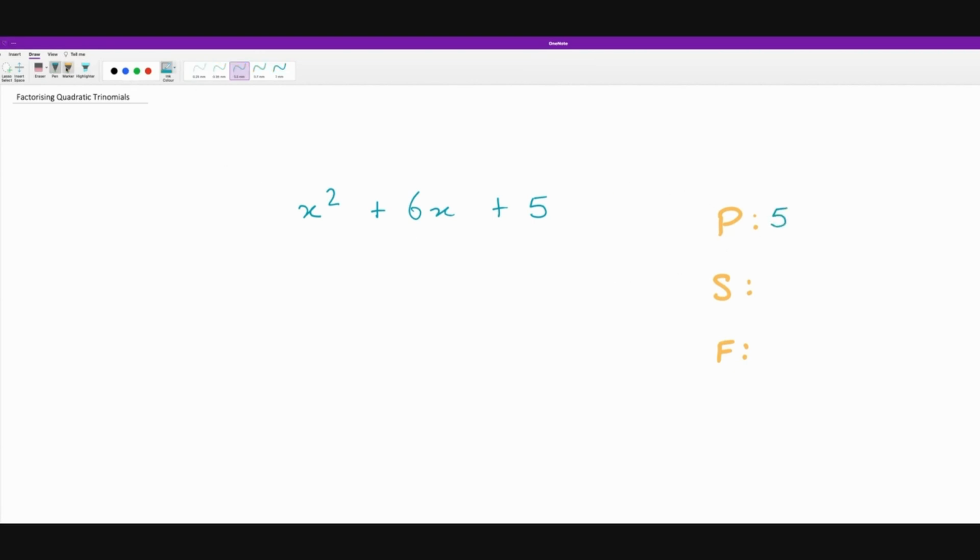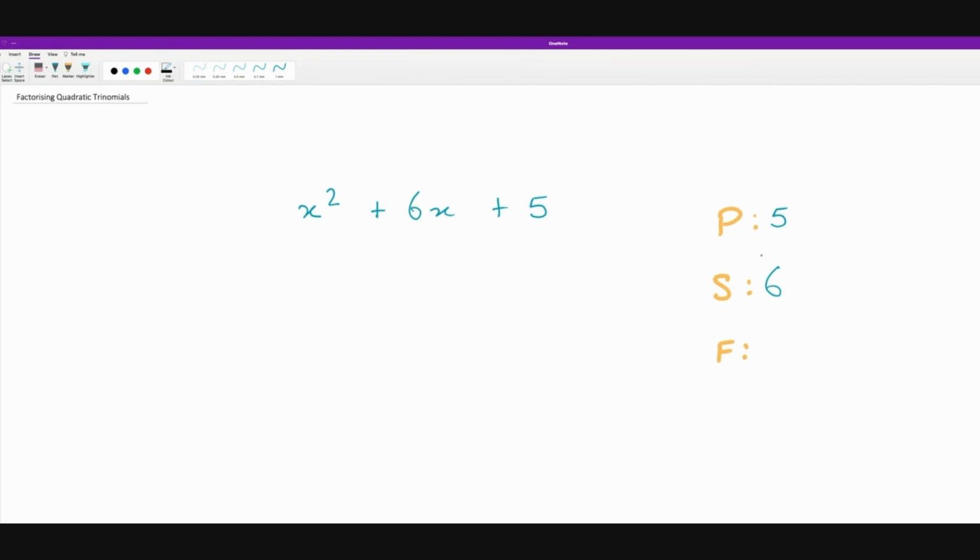Next is S. S stands for sum. And sum is going to be this middle number that's associated with just the x raised to the power of 1 over here. So in this case, it's going to be 6. And what are the factors? Now, the factors are the two numbers that will multiply to give me 5, or give a product of 5, and will add or give me a sum of 6. And the goal is to find those two numbers, as they will make up the factors.